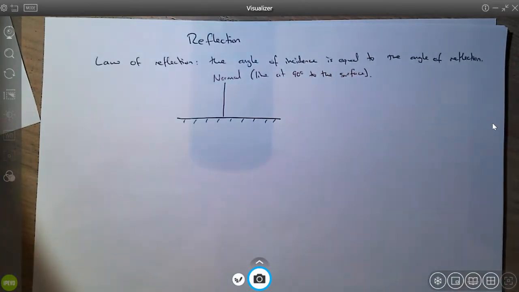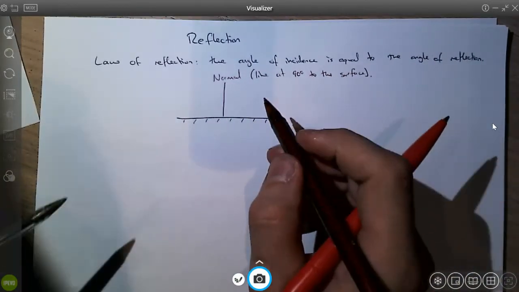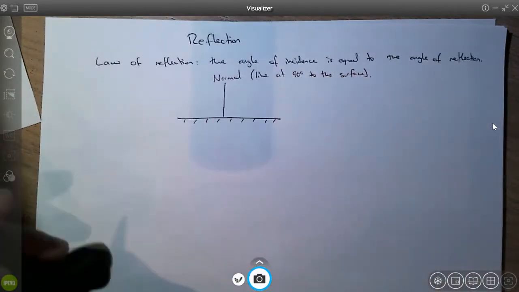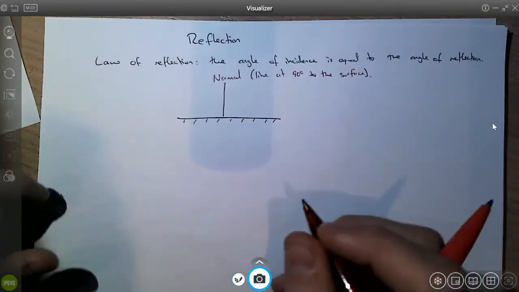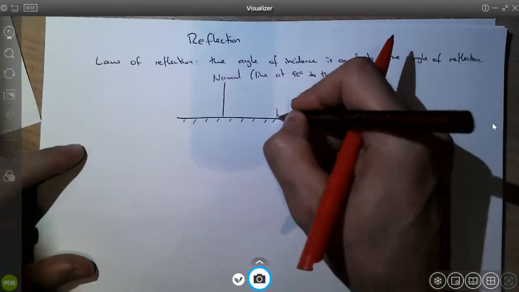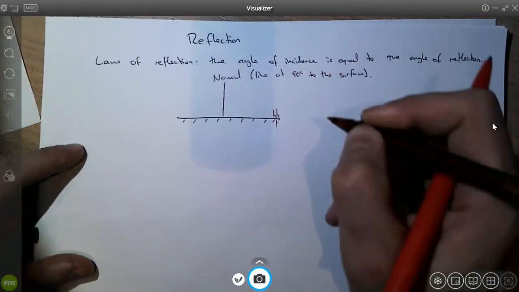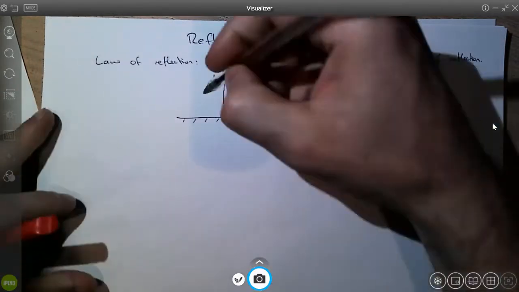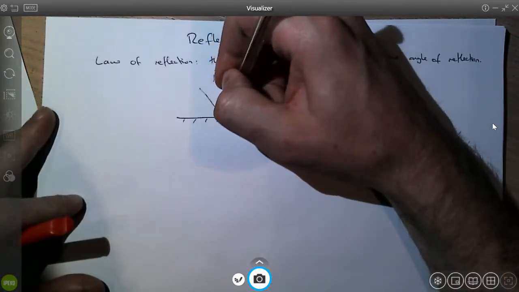Students will often get a little bit confused here. They'll often say, how do I know at what point I need to draw the normal on? The best answer is where the light ray hits the surface, because this is a normal, this is a normal, this is a normal. There are an infinite amount of normals, but we care about where the light ray hits the surface. So we're then going to draw our light ray coming in.